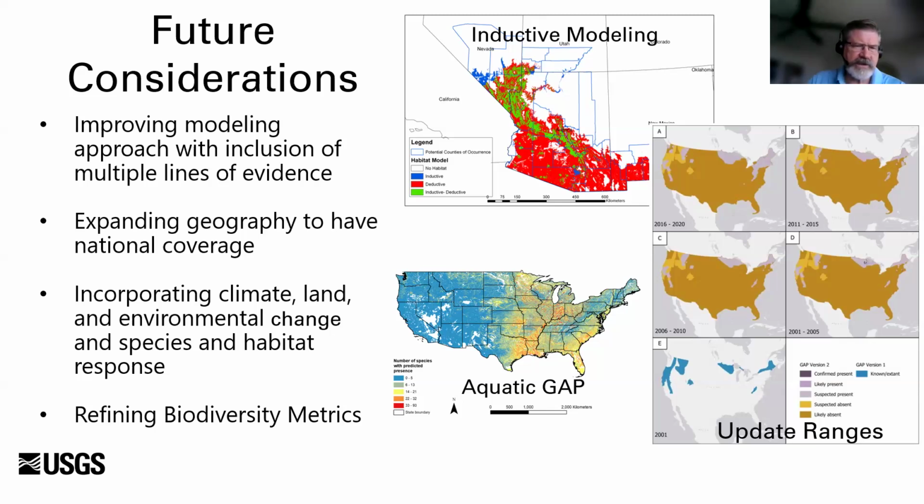And then we'll be looking at trying to incorporate climate and land and environmental change and how that affects species and habitats, and refining those biodiversity metrics to see how they can better be used by agencies.